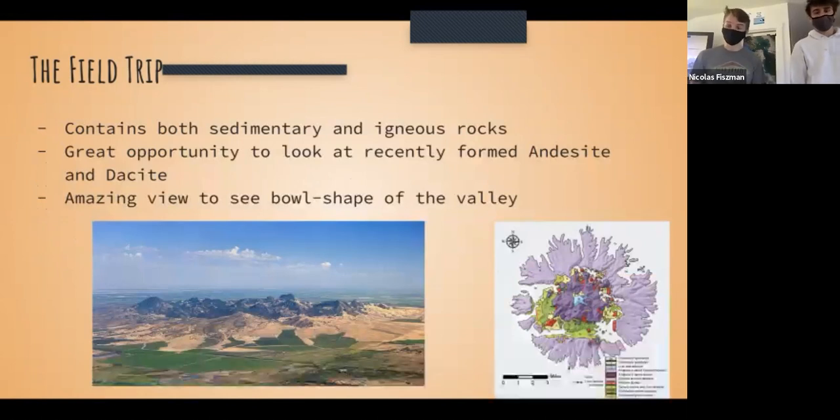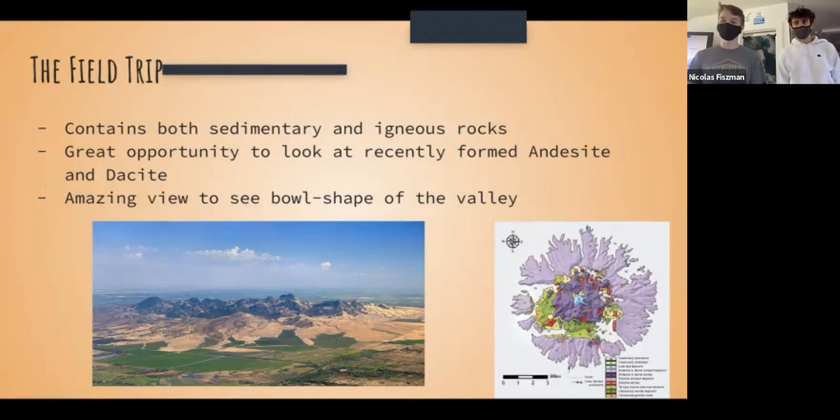As for more of the specifics of the field trip, the Sutter Buttes' protruding figure exposes some of the valley's sedimentary based layers, just like the western side of the valley, and this provides a great insight as to how and when the valley was formed. It will also provide an opportunity to look at some of the recently formed extrusive igneous rocks that were formed as a result of the volcano itself.